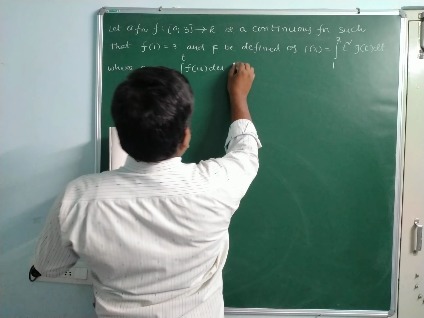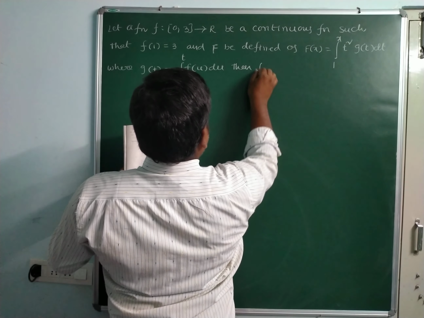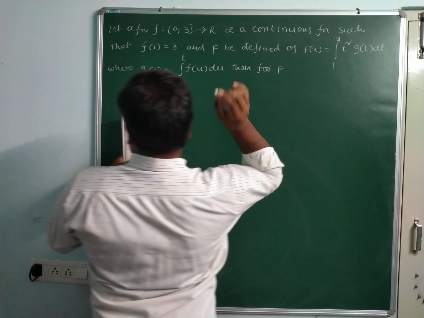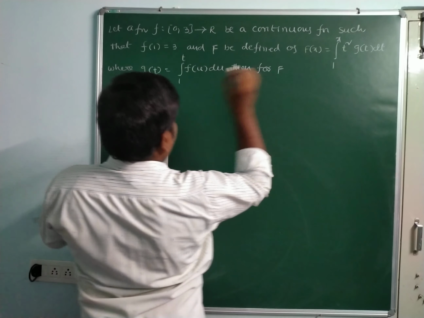Then for the function capital F at x is equal to 1, the options are like this: a point of local minima, no critical point, a point of inflection, a point of local maxima. So he is talking about local minima, local maxima, no critical point and critical point. So let us see what information he has given.